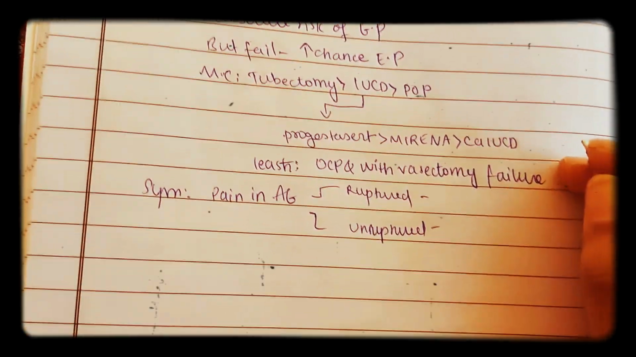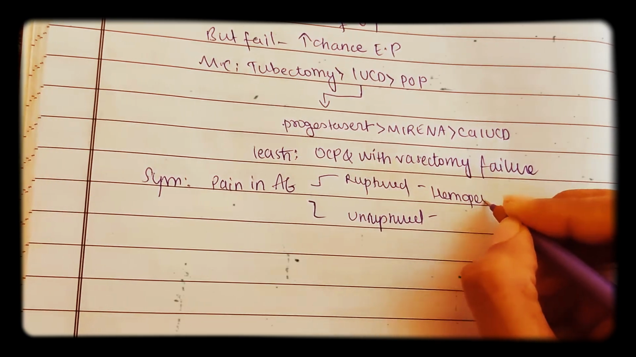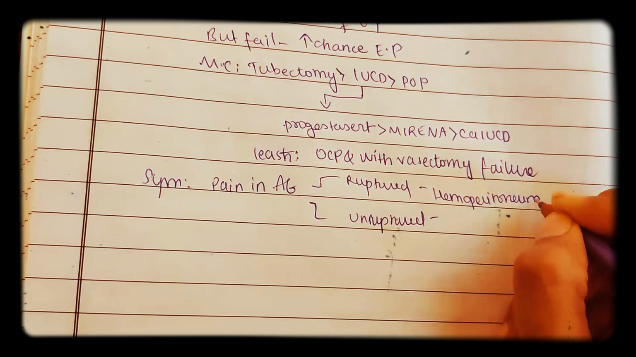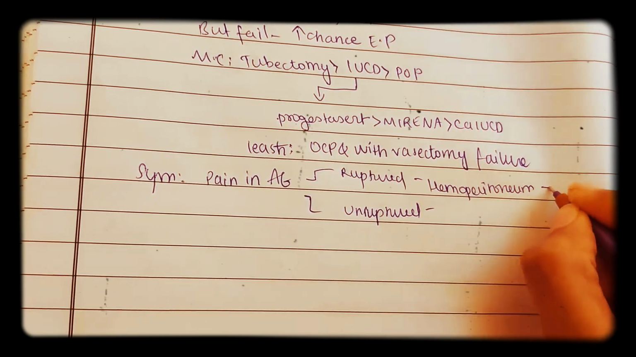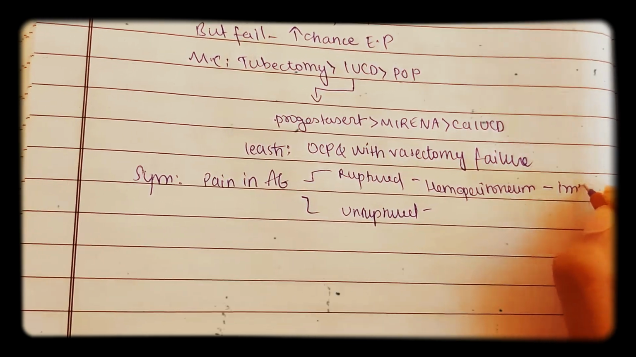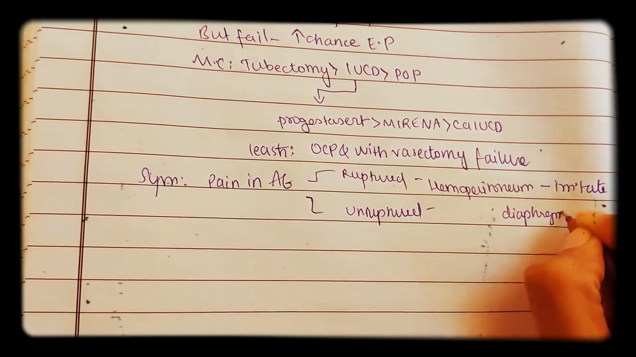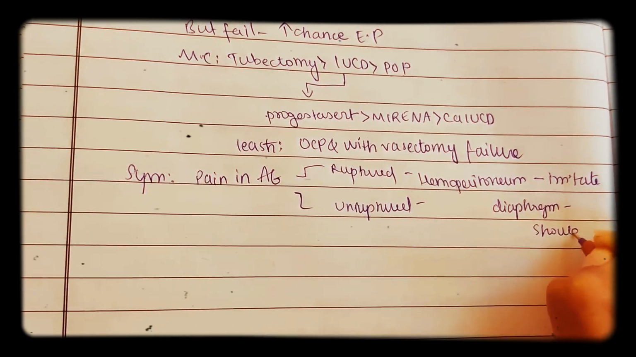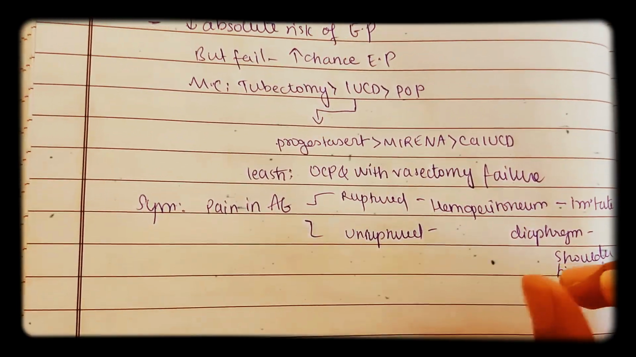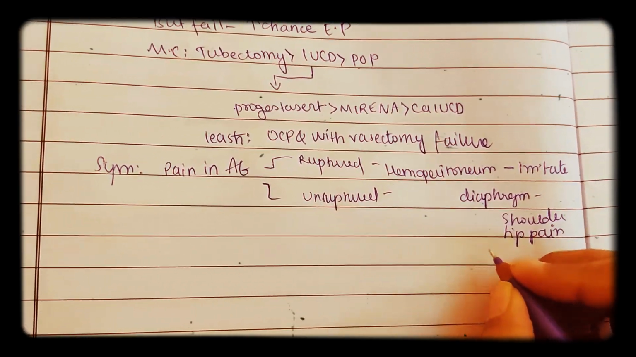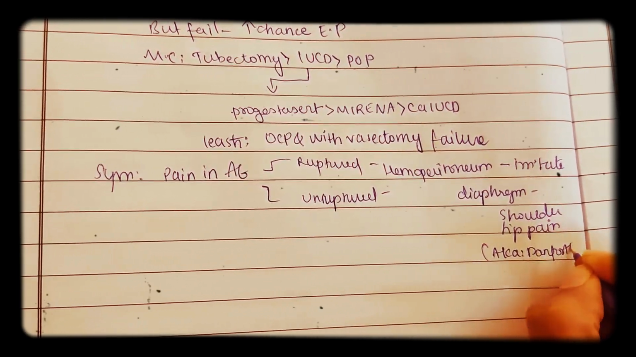Let us understand. Ruptured ectopic pregnancy will lead to hemoperitoneum. The peritoneum is nearby, right? So the blood will fill the peritoneal cavity, the peritoneal fluid, and it will irritate the diaphragm. This will lead to shoulder tip pain. So if anyone has abdominal pain and shoulder tip pain, then you can suspect this. This sign is also called the Danforth sign.